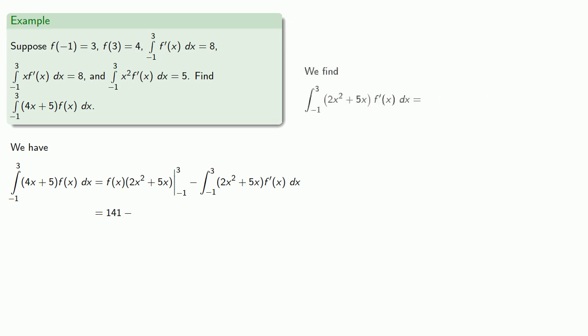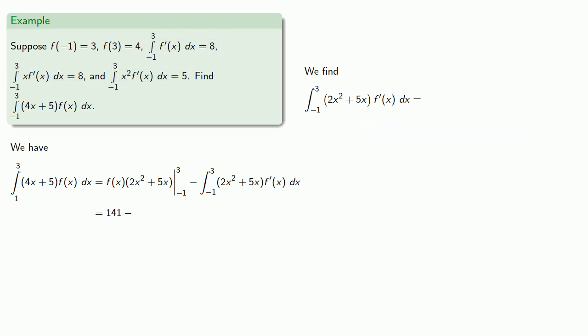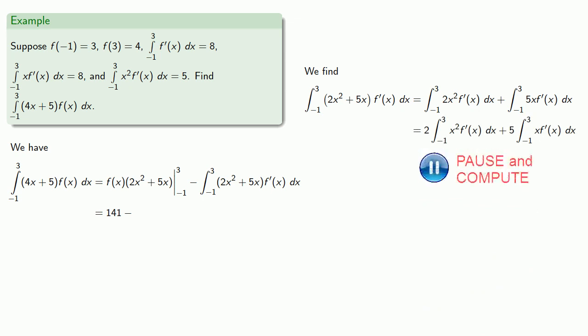Now for this integral, well, we know something about the integral of f prime, x f prime, and x squared f prime. If only there was some way we could break this integral apart. Oh, wait. The integral of a sum is the sum of the integrals, and so we could rewrite this. And the constant multiplier rule allows us to rewrite this further. And we know the values of these integrals. And so we compute the value of the integral we want.